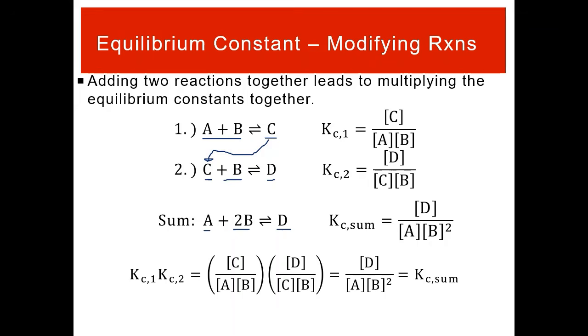This is just showing the work. Trust me, it works. Basically what happens is the C terms cancel out, and then the B's combine to give you that square, and that is consistent with how we've defined equilibrium constants up there. So if you're combining two equilibrium reactions to equal an overall reaction, you're adding those together. That's the same thing as multiplying the equilibrium constants together.